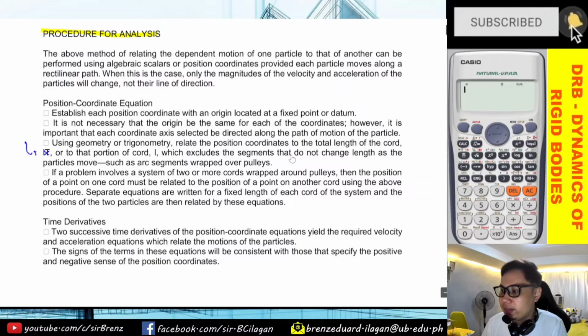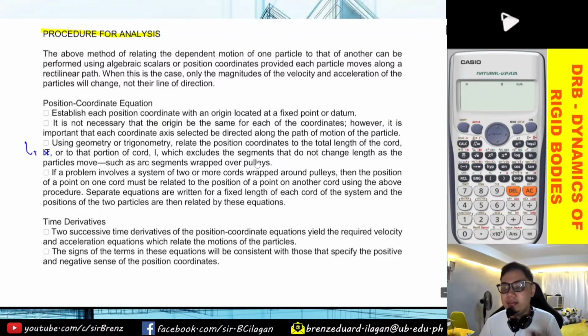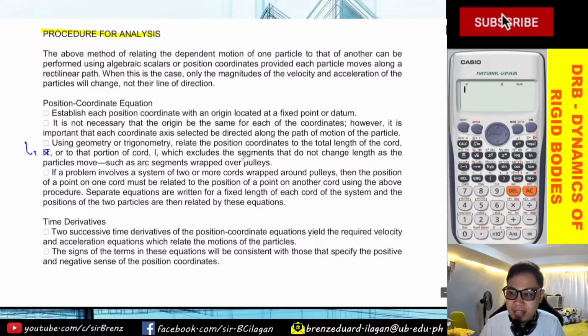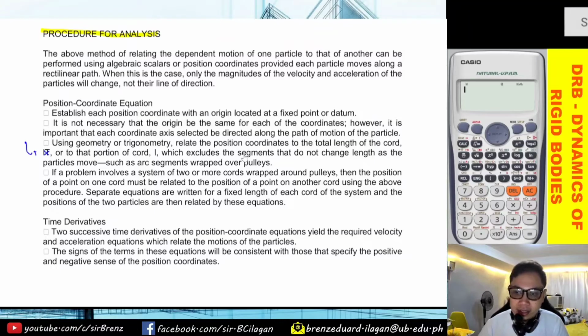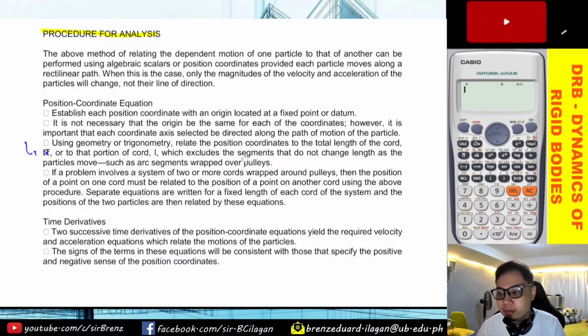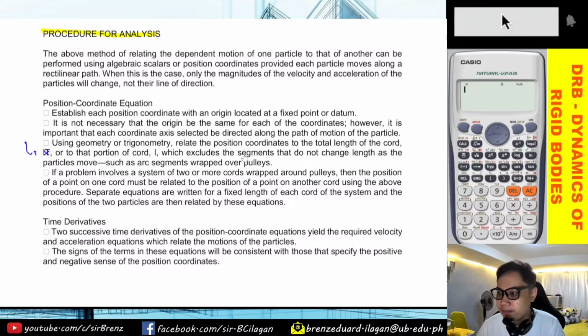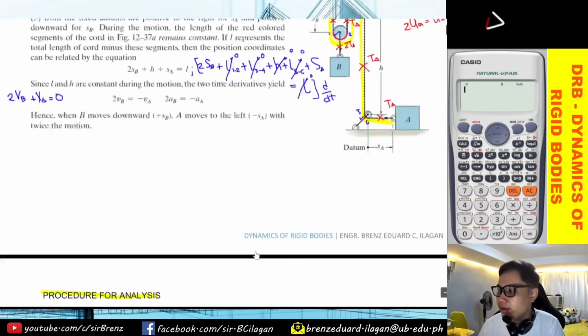Which excludes the segments that do not change the length as the particles move, such as arc segments wrapped over pulleys. So, guys, pwede palang hindi mo na siya isama sa equation, kasi alam natin na makakancel din siya since ito ay constant, and it will not change length habang gumagalaw yung mga particles or yung bodies na ina-analyze natin. So, for number 4, if a problem involves a system of 2 or more cords wrapped around pulleys, then the position of a point on one cord must be related to the position of a point on another cord using the above procedure.